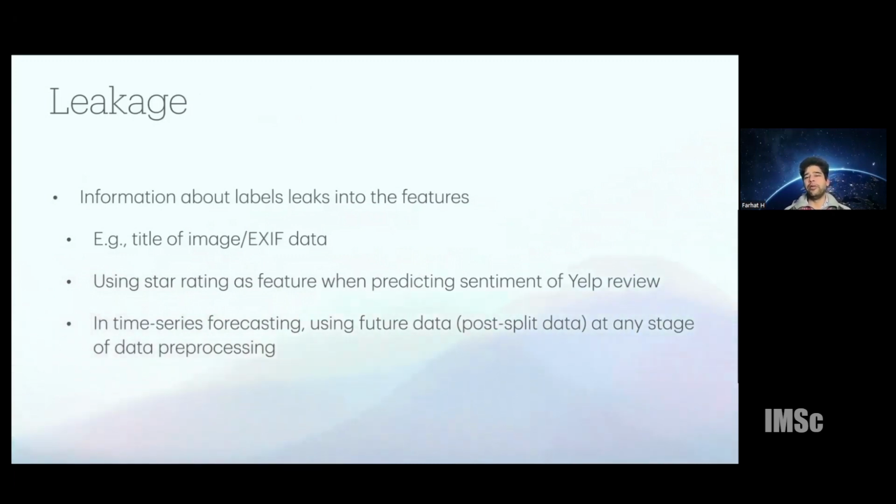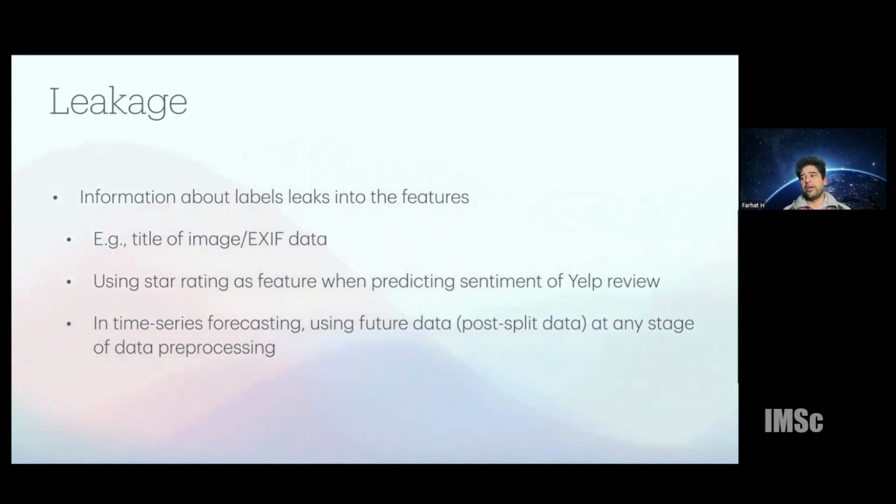information about the label into the features. And this can happen, for example, if, let's say, you're using the title of an image or the file name of an image as a part of your training data, and the file name of the image contains what the image is about. And these kind of things can happen innocuously at times. For example, you might use, let's say, a star rating as a feature when predicting sentiment of a product review.